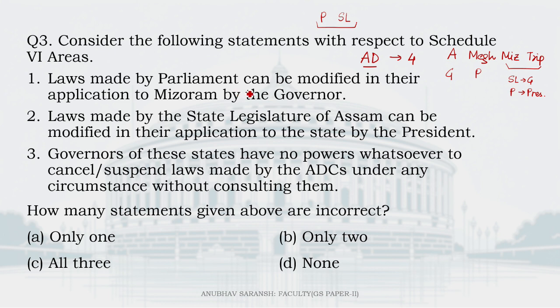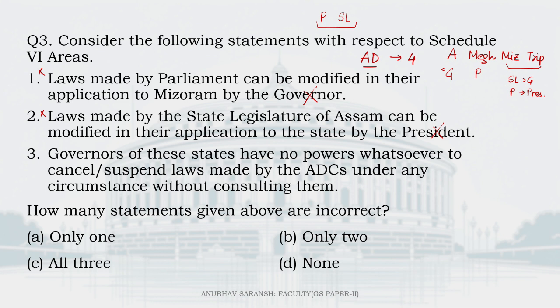Laws made by parliament can be modified in their application to Mizoram. Laws made by parliament can be modified by the president, not by the governor. One is wrong. Number 2, laws made by the state legislature of Assam can be modified in their application by the president. So we know for Assam it's only the governor. This is also wrong, incorrect.